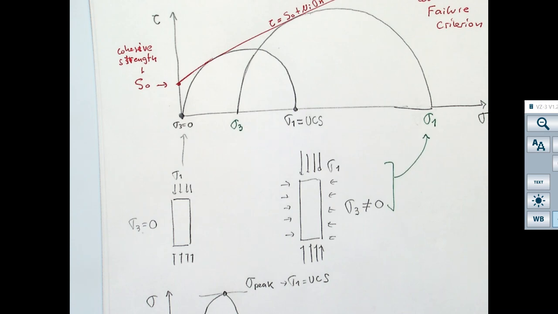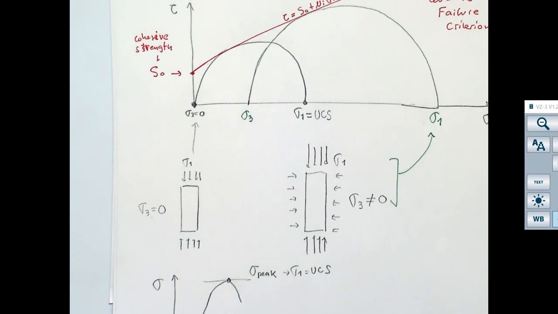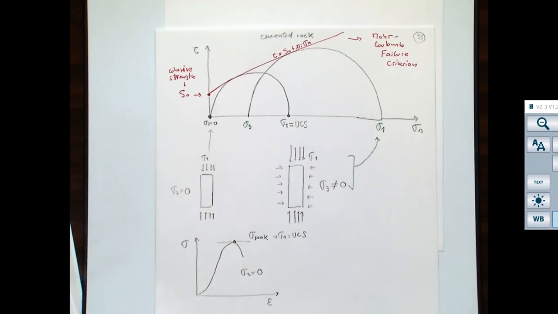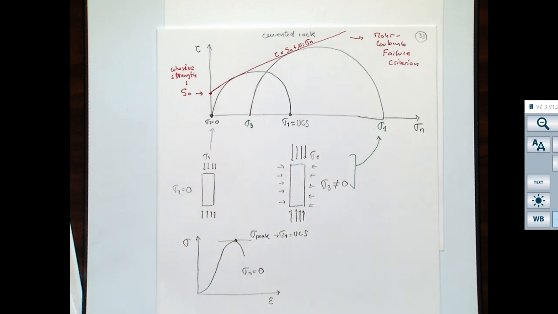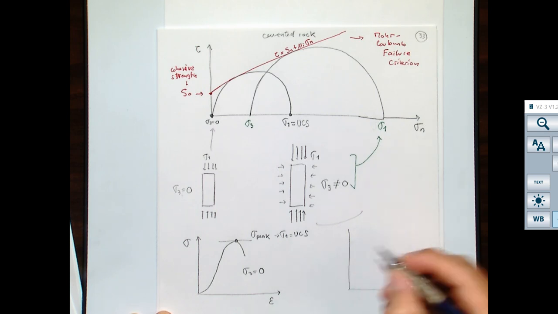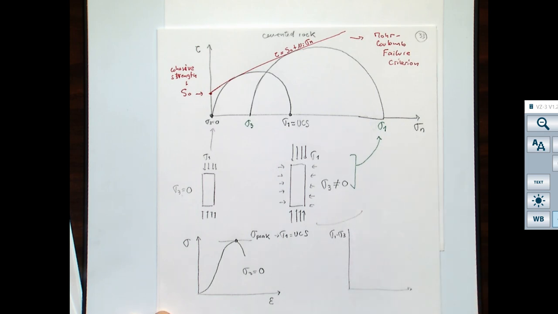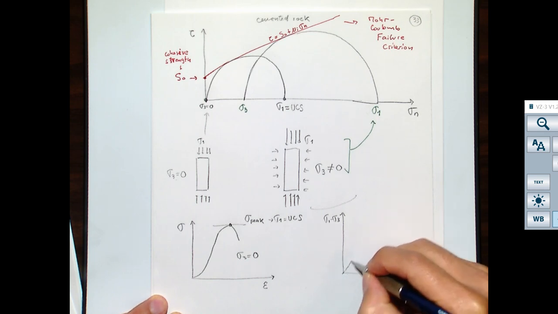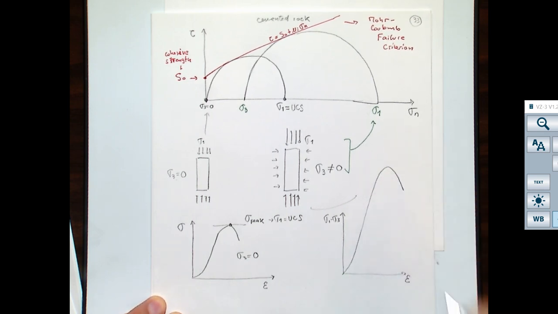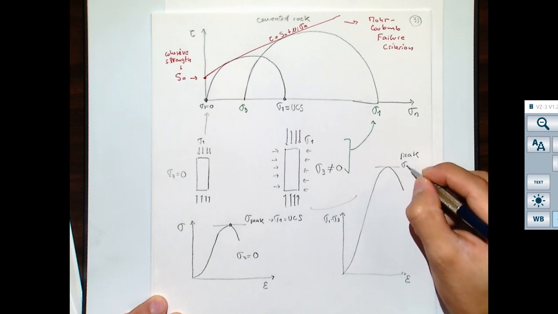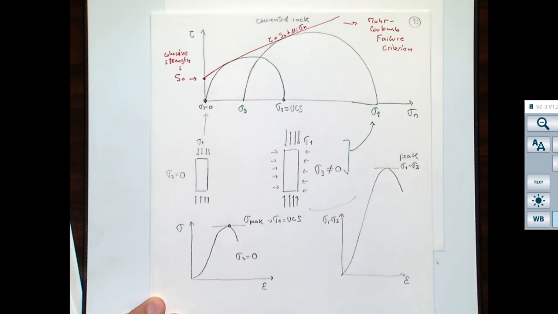All right, so you could make this test of measuring the maximum peak stress. In this case, it's going to be very similar to the previous one, but now I have to be more specific. This axis is going to be sigma 1 minus sigma 3, and this is going to be the strain. Similar to the previous one, this is going to be like this, but now it's going to be larger. And this is going to be the peak sigma 1 minus sigma 3.